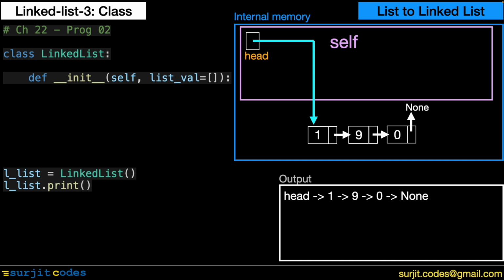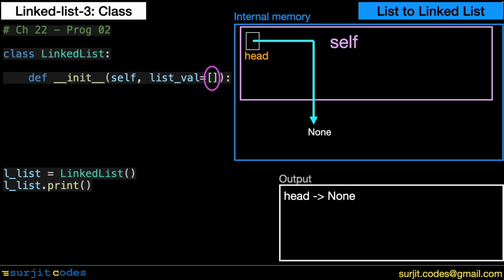Parameter listVal of the init method is optional as it has a default value. If the list parameter is missing, listVal becomes an empty list as the default parameter. This produces an empty linked list.